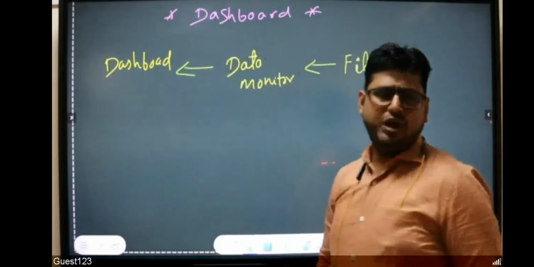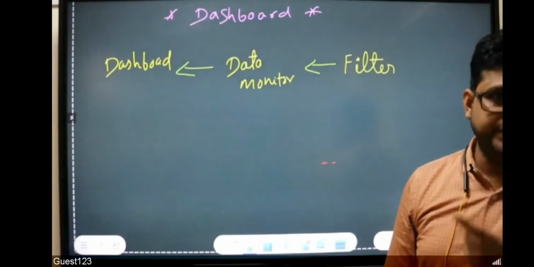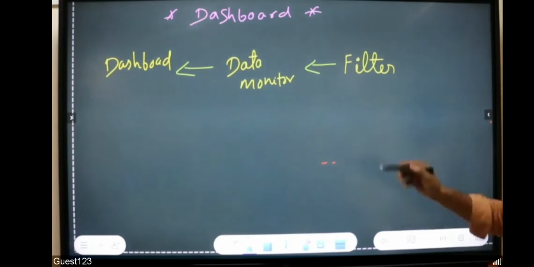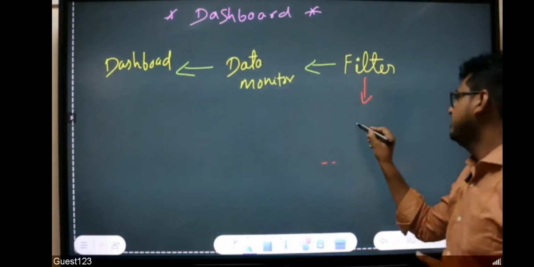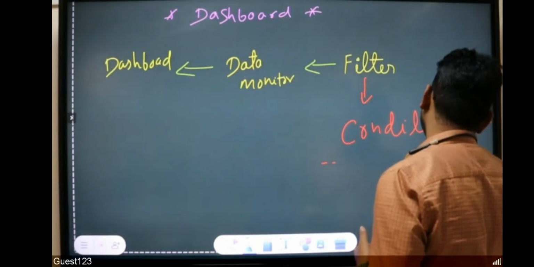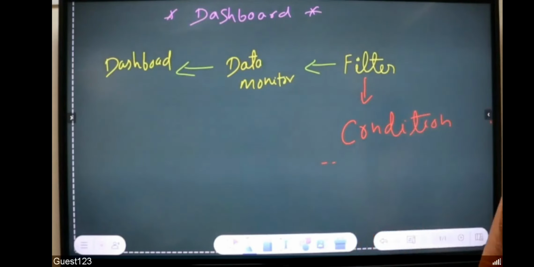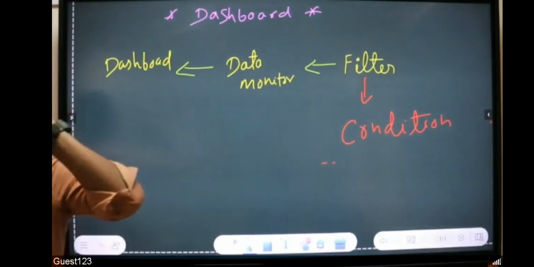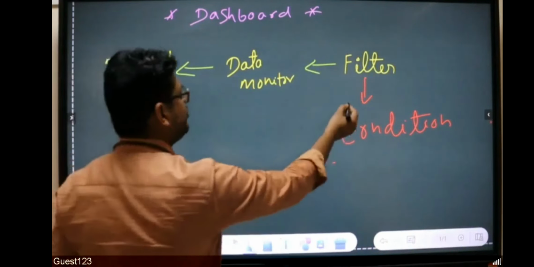So I want to create top 10 Windows login failure users, right? First of all, we have to create the condition for Windows login failure. You have to create the filter on which you define the condition. Then you have to call that filter on the data monitor.